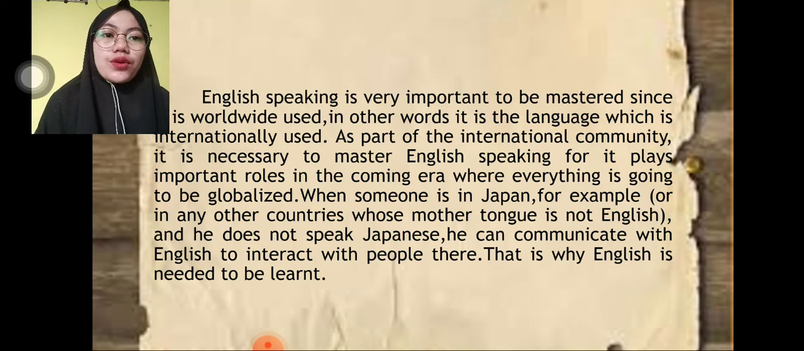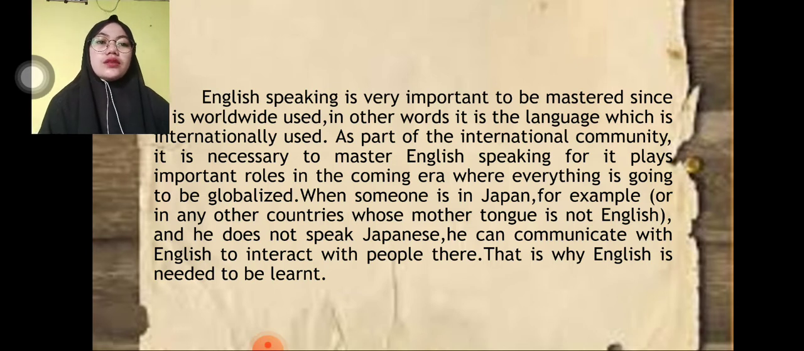English speaking is very important to be mastered since it is of worldwide use. In other words, it is the language which is of international use. As part of the international community, it is necessary to master English speaking, for it plays an important role in the coming era where everything is going to be globalized. When someone is in Japan, for example, or in any other country whose mother tongue is not English, and he does not speak Japanese, he can communicate in English to interact with people there. That is why English needs to be learned.